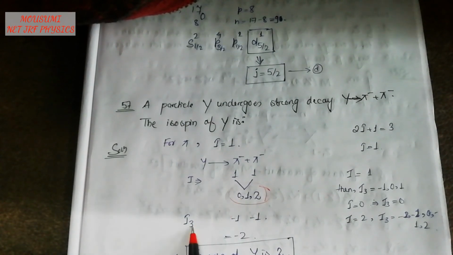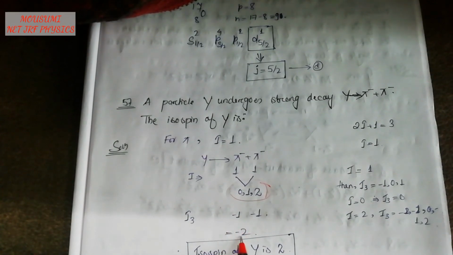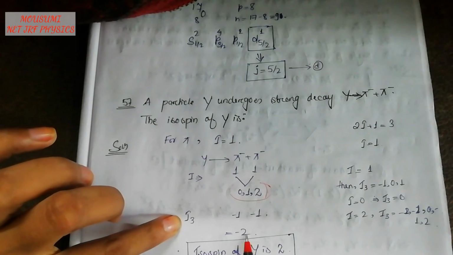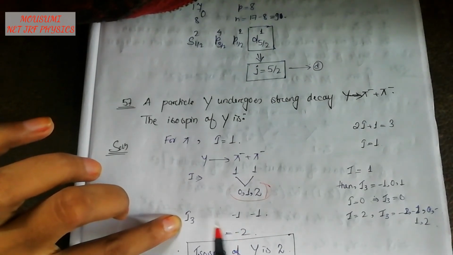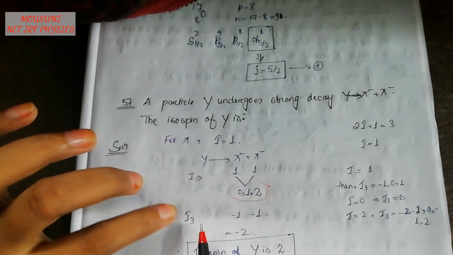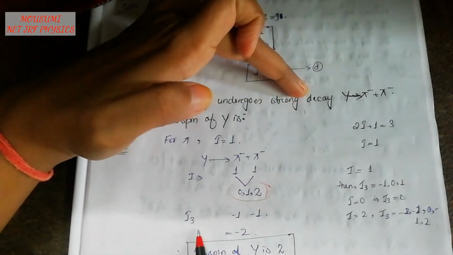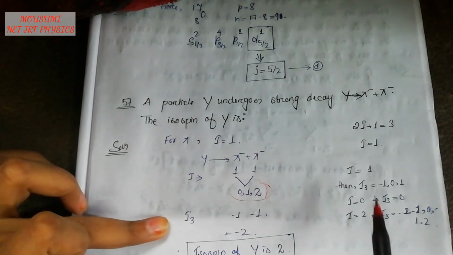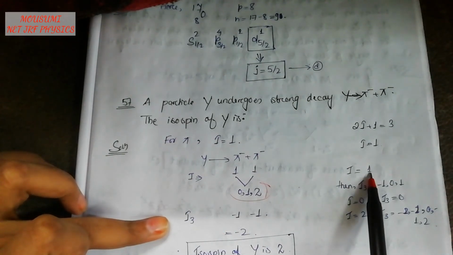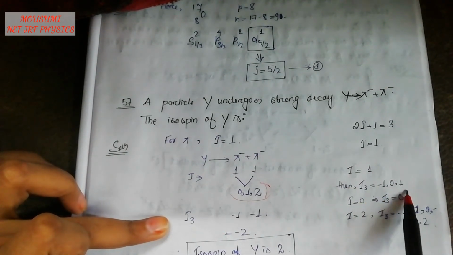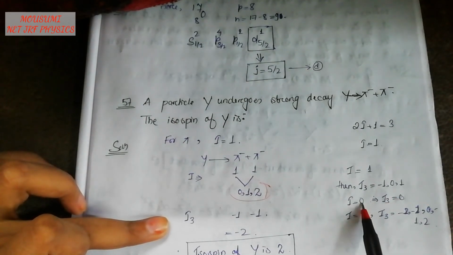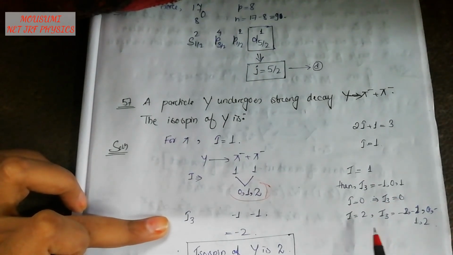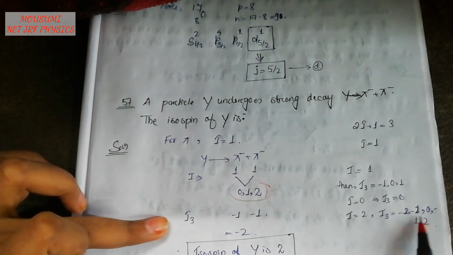it is possible. And if you see I3, it's -1 and -1, right? So the total will be how much? -2. So now you have to get I3 of -2 on the left hand side also. Because it is said to be strong decay, for strong decay the third component I3 must also be conserved. So if I is equal to 1, then I3 can be -1, 0, 1, and for I equal to 0, the third component will be 0, and for I equal to 2, it will be -2, -1, 0, 1, 2.